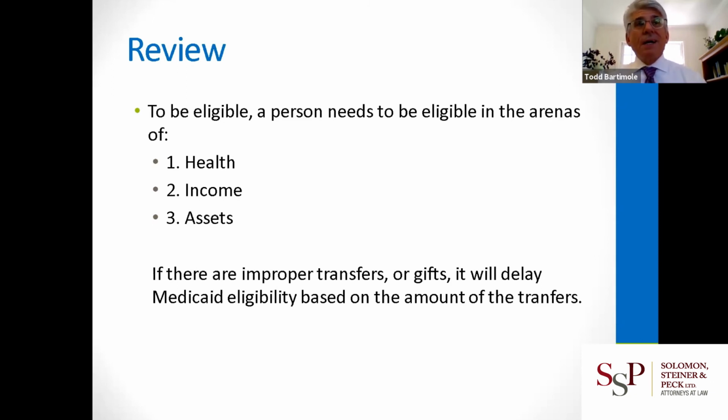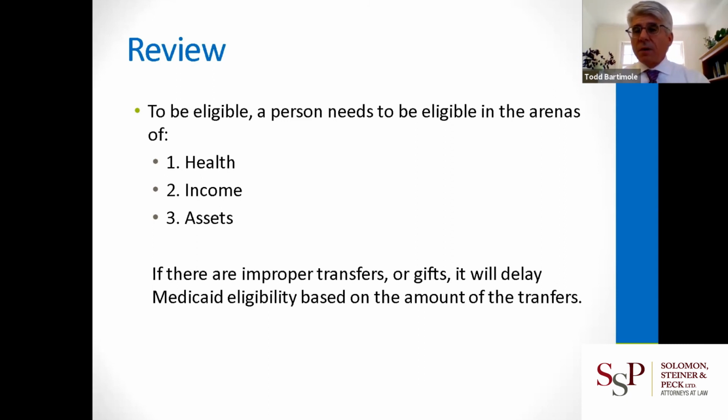So as a review, we talked about health eligibility, income eligibility, and asset or resource eligibility. And we talked about what happens if there are improper transfers or gifts, that it will delay the eligibility based on the amount of the transfers. So if you transfer a little, it's going to be a short period. If you transfer a lot, it's going to be a long period.